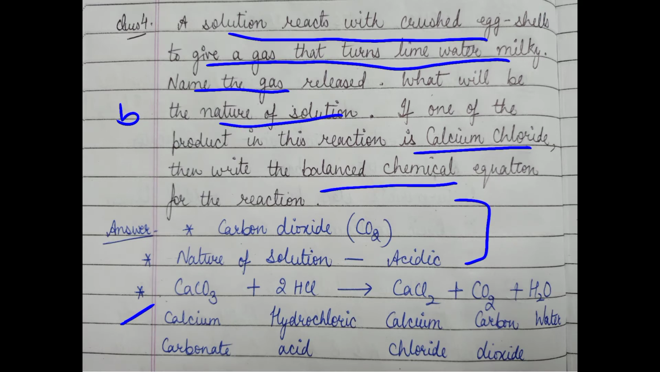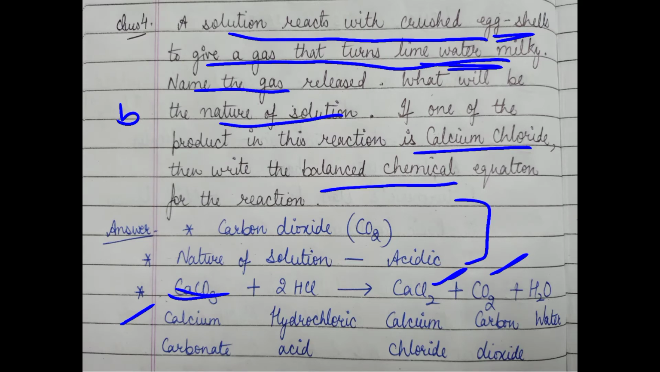So I would recommend that you attempt the third part first. Leave 2-3 lines for the A and B parts and attempt the third part first, because we know that one of the products is calcium chloride, and from the hint that the gas turns lime water milky, that gas is carbon dioxide. And the eggshells contain calcium carbonate. They are made up of calcium carbonate.